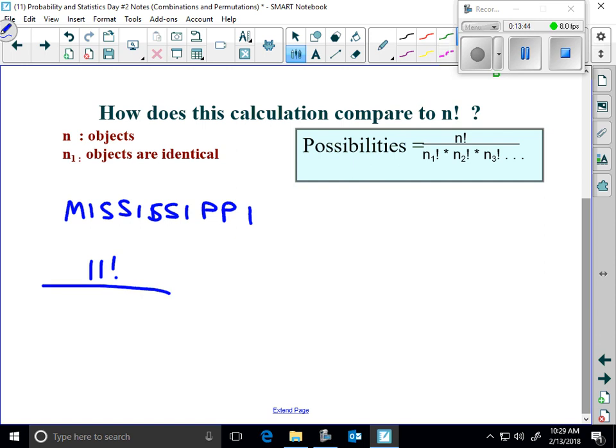Just to make this clear, how many M's do I have? Okay, so that wouldn't change anything. How many I's? How many S's? And 2 P's. And that right there, if we simplified it, would be our answer to the number of different ways we could uniquely organize the letters of Mississippi.